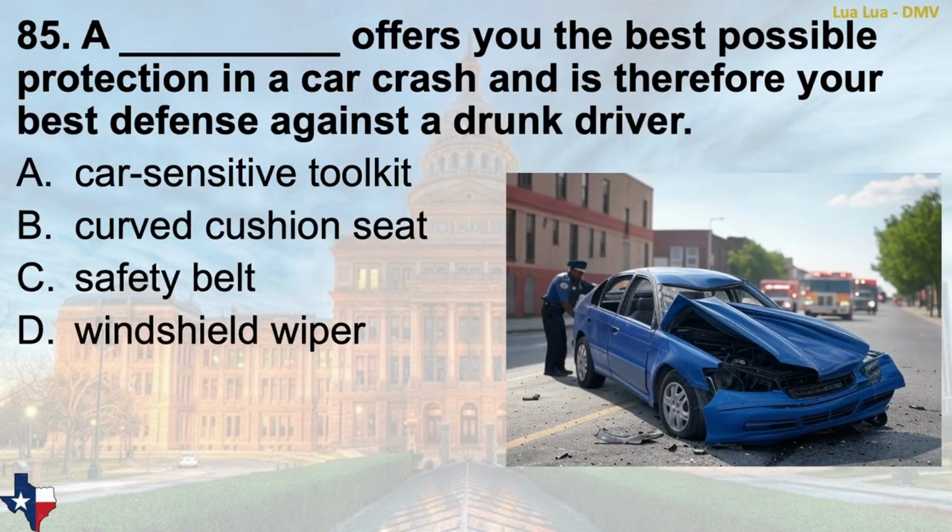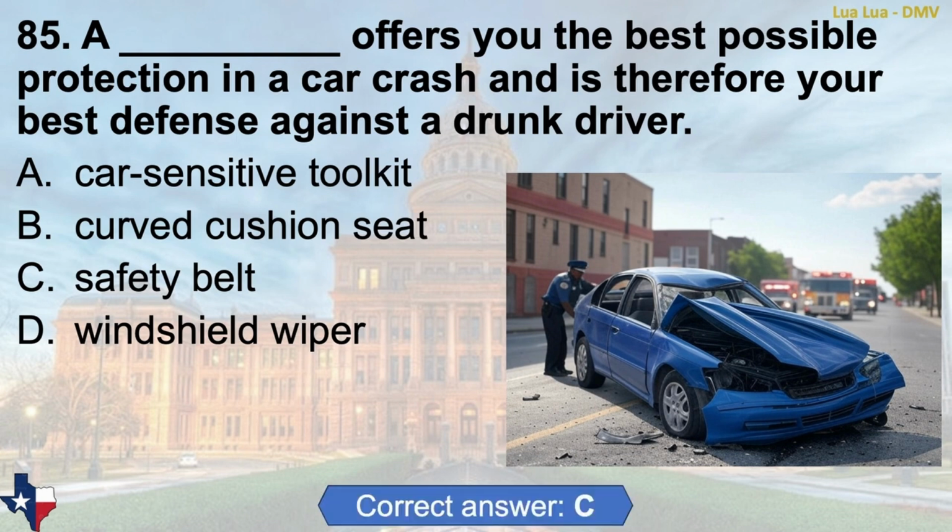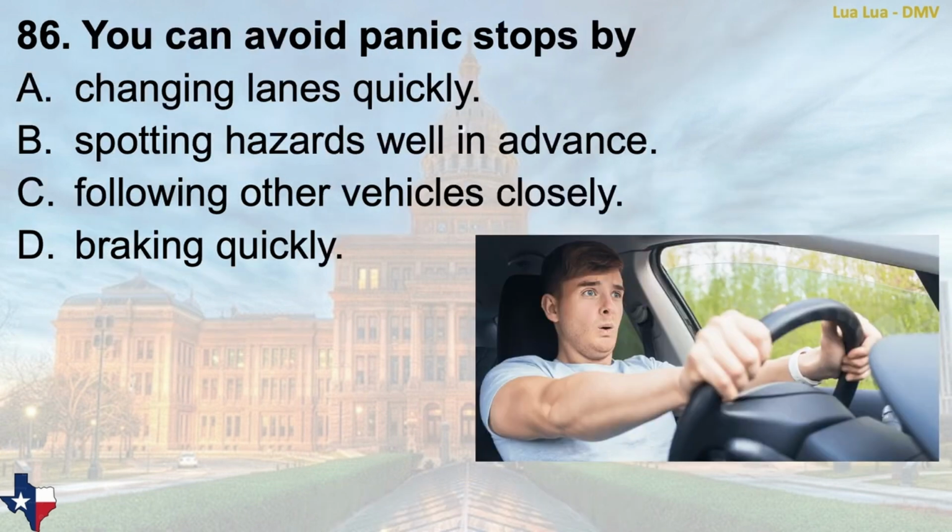Question 85. A blank offers you the best possible protection in a car crash and is therefore your best defense against a drunk driver. A. Car-sensitive toolkit. B. Curved cushion seat. C. Safety belt. D. Windshield wiper. The correct answer is C. Safety belt.